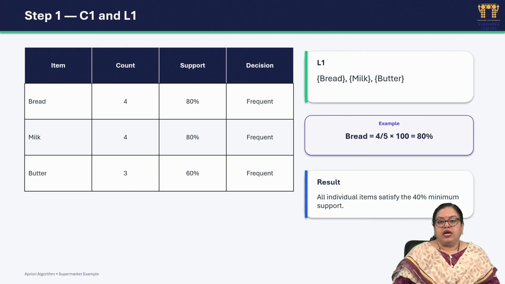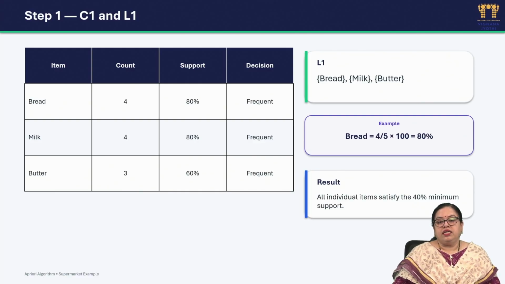So here we count it, and we find out that count equals 4. So our support here is 80%, which is frequent, and count of milk equals 4, which is 80%, which is also frequent. Count of butter equals 3, which is 60%, which is also frequent. So in L1 we find that bread, milk, butter have counts of 4 out of 5, times 100, which is 80%.